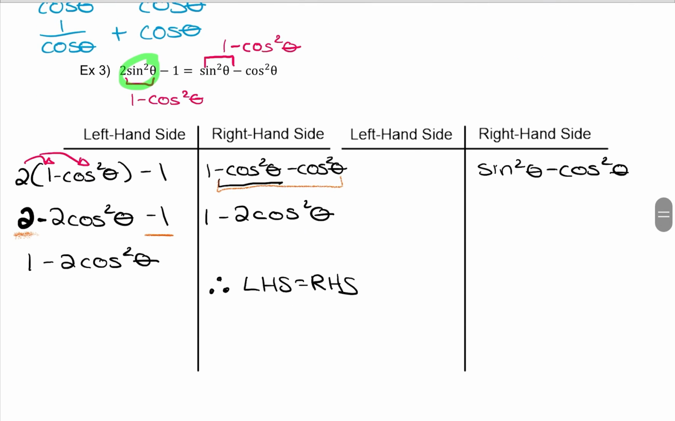And since I know that the left-hand side only has sines, let's try to make the right-hand side only have sines, which means I need to change the cos squared somehow. I now know cos squared could be 1 minus sine squared. So let's substitute that in. Sine squared theta minus bracket 1 minus sine squared theta. So you should already start to see that we're getting closer to what the left-hand side started as. We're going to get rid of the bracket by distributing the negative.